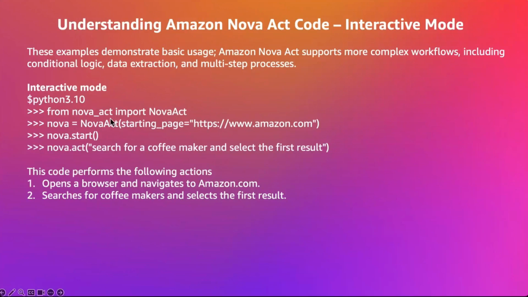Now the first statement imports the NovaAct class from the nova_act module. This specific line of code creates an Amazon Nova Act instance configured to start at Amazon.com. And then nova.start will initiate the automated browser session. Once the browser session is open, it will search for a coffee maker and select the first result. So let me show you this.